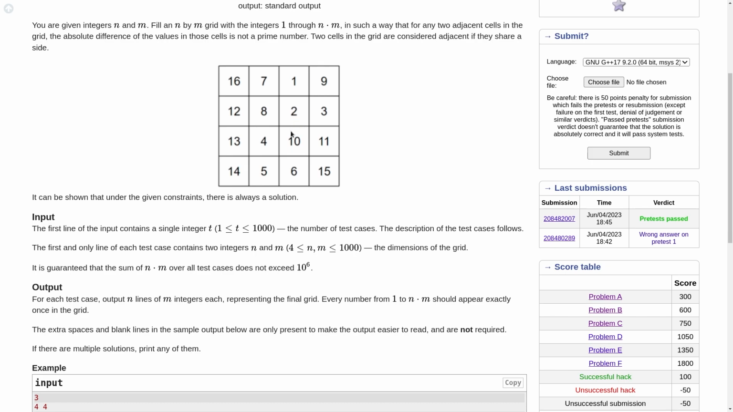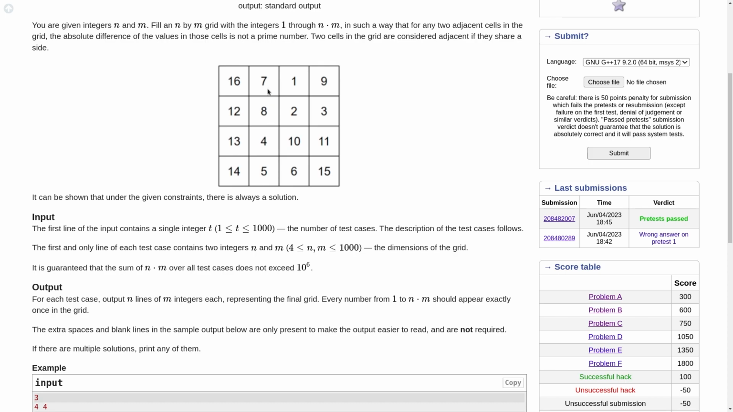So each number can obviously be used once, and you have to fill it in such a way that if I take any element and subtract it with its adjacent element, the absolute difference should not be a prime number. So for example, if 8 is present here, I do 8 minus 2, it is coming out to be 6. Now this 6 should not be a prime number. Obviously it is not prime, so this is a valid grid.